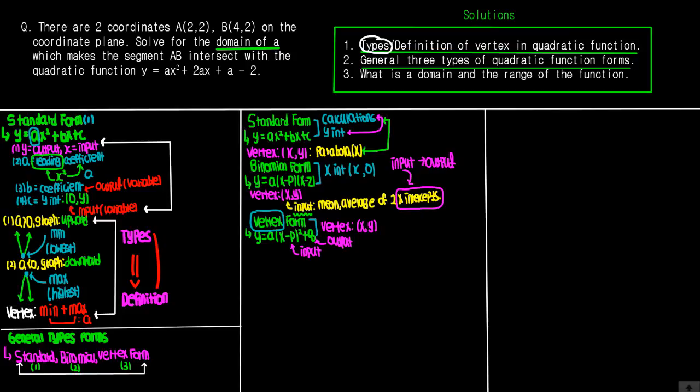So the vertex form is mainly optimized for solving for the vertex, which is the most important thing, and which is determined by our leading coefficient a. So these were the solutions for the general three types of our quadratic function.